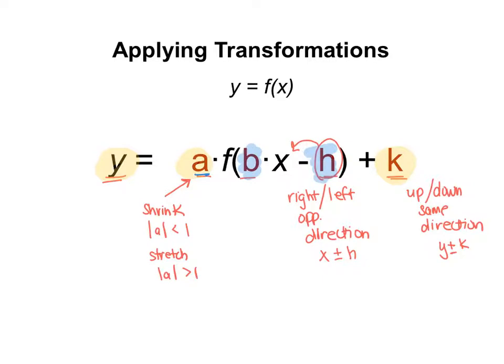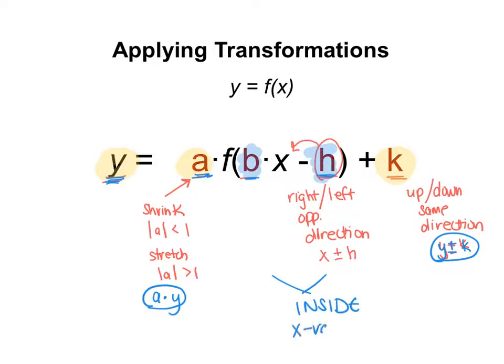So in other words, this a, because it's on the outside, will affect the y in the same direction. So it's going to be a times whatever the y value is. Okay, so algebraically, it means a times y. Algebraically, the k means y plus or minus k, because those are on the outside like the y is. But on the inside, we have the b value and we have the h value. And everything inside affects the x value, and it affects it in the opposite direction.